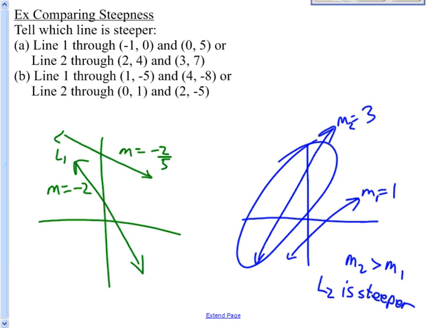This is line 1, this is line 2. Okay, you say, well, line 1, as you can see, is a little steeper. You see how it falls quicker there? Line 1 in this case is steeper, and that's because the slope on that is actually less than the slope on the other one, slope 2. This is slope 1, slope of line 2 there.